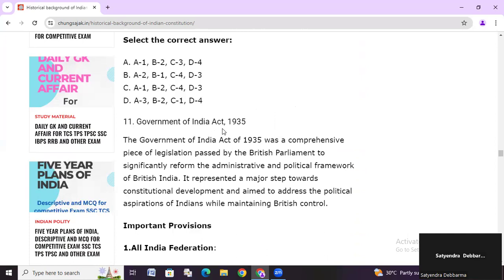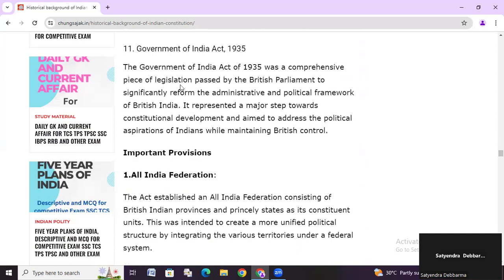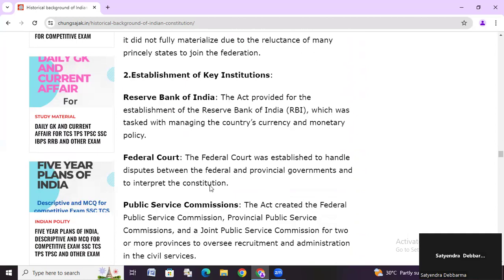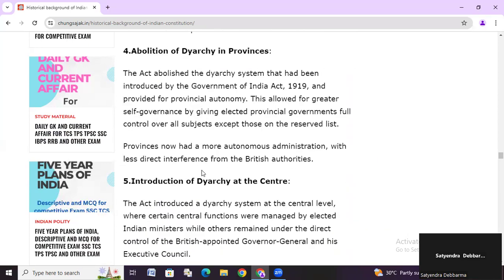Next, Government of India Act 1935, 11 Act. Explanation. You can study for preliminary exam and main exam. The study material is for preliminary exam and main exam, for SSC CGL Tier 1 and Tier 2, and civil service preliminary and main exam. Most important, explanation and MCQ.